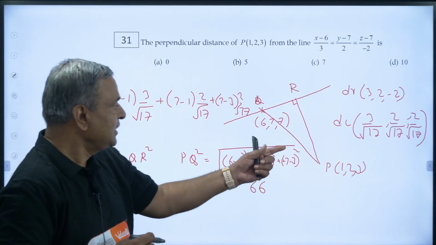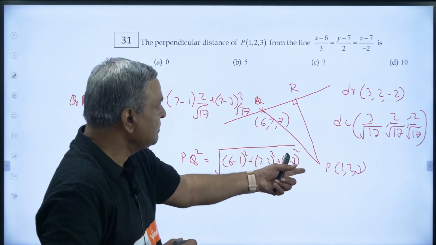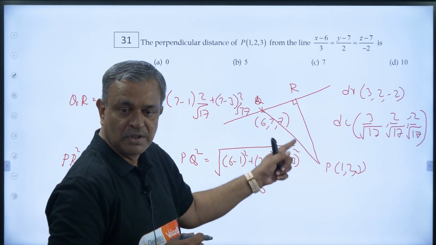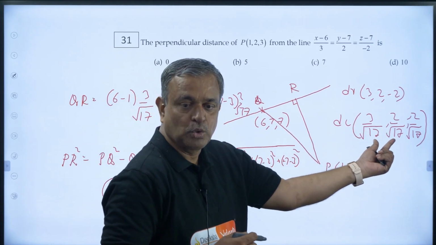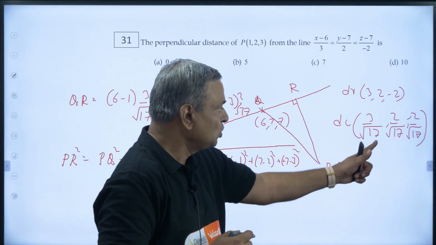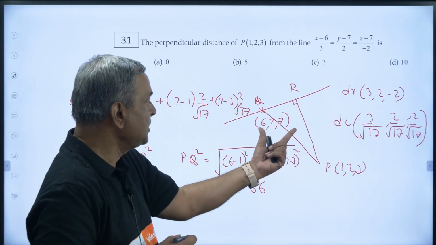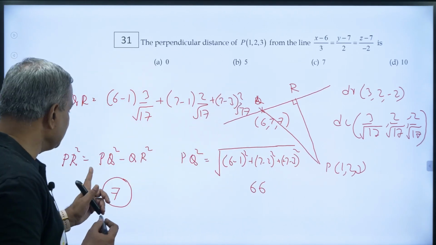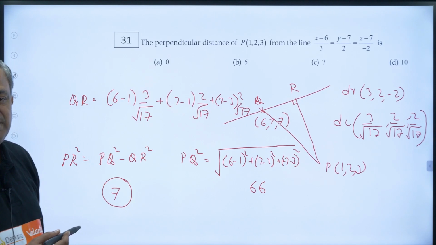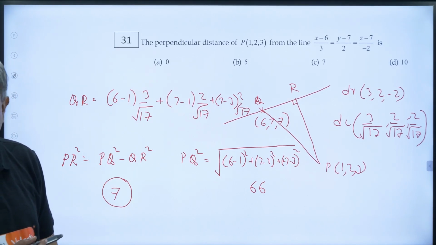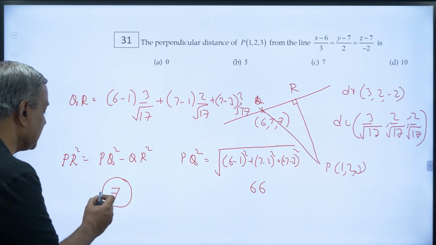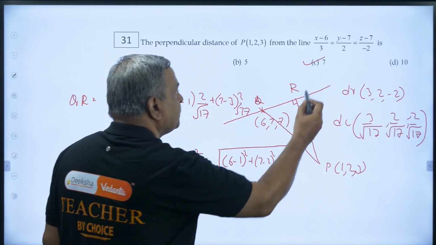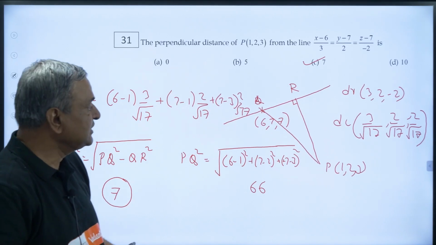Okay, so this is PQ. Just imagine that the horizontal component of PQ is nothing but direction cosines into x2 minus x1. Direction cosines into x2 minus x1 will give you the horizontal component. So once you get QR, you know PQ, you can calculate PR. So PR square is PQ square minus QR square, which is equal to 49, so you get 7. So answer is 7. Okay, I'll repeat once again.